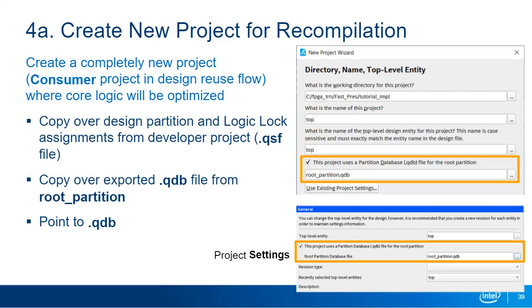Now, the root partition design will get reused in a consumer project or a PR implementation revision. First, we'll look at setting up a consumer project for the non-PR flow. Create a brand new project using the New Project wizard. In the wizard, enable the option shown to indicate that a .qdb file is used for the root partition, and point to the exported file created earlier. You may want to copy the .qdb file over to the new project's directory. If you forget to enable this in the New Project wizard, you can do it later in the General Project Settings as shown.